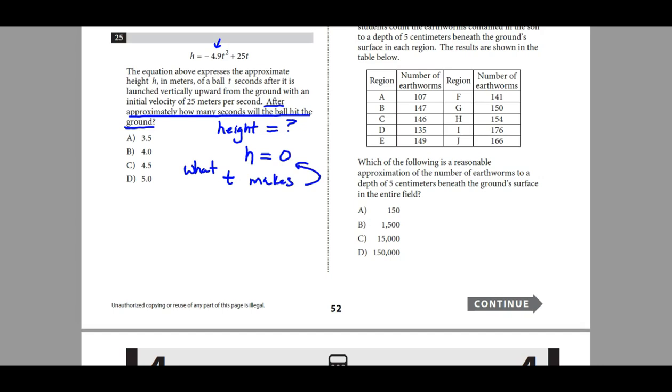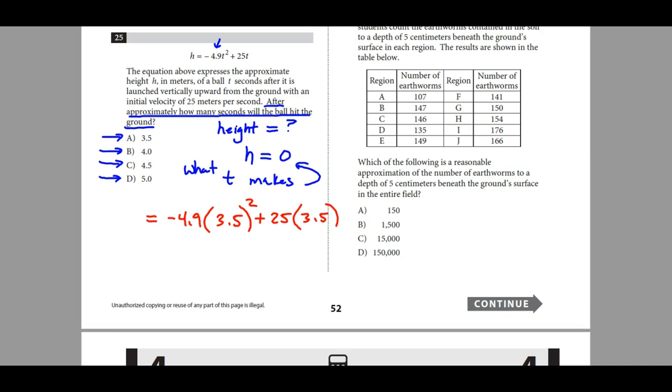Now, fortunately for us on this problem, I actually have some t's to try. I mean, these are all possible answers that I could put in there. So one way to solve the problem is just to cheat and use the answers. So I'm going to go up above and I'm going to say, okay, do negative 4.9 times, I'll try the first one, 3.5 squared, plus 25 times t, which we're trying 3.5 this time. And I put those numbers in there. And I crank this out.